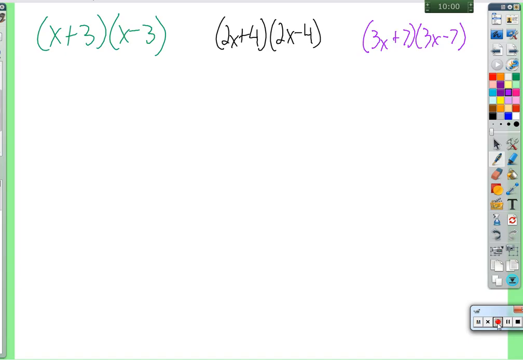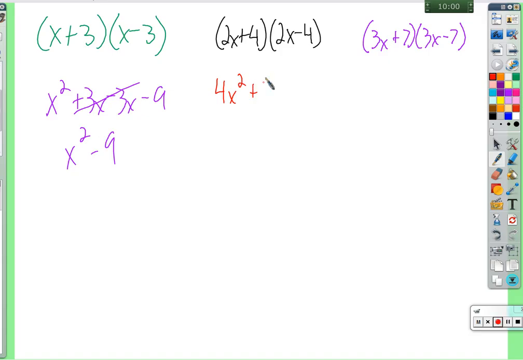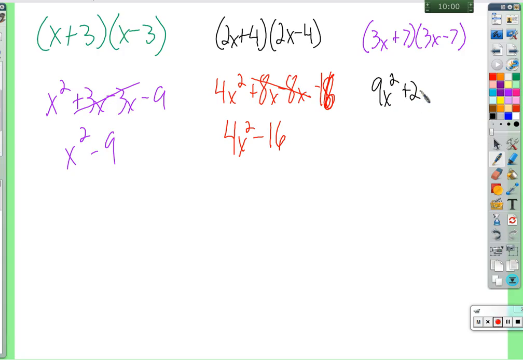Yeah. You get x squared plus 3x, minus 3x, minus 9. These cancel each other out, x squared minus 9. Here we get 2x minus 2x is 4x squared, plus 8x, minus 8x. Those cancel each other out, minus 8. I'm sorry, minus 16. And 3x times 3x is 9x squared, plus 21x, minus 21x. They cancel each other out, minus 49. So 9x squared.